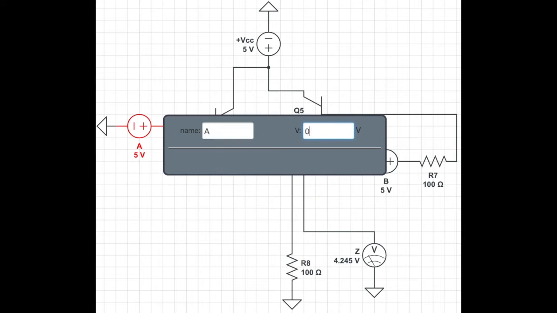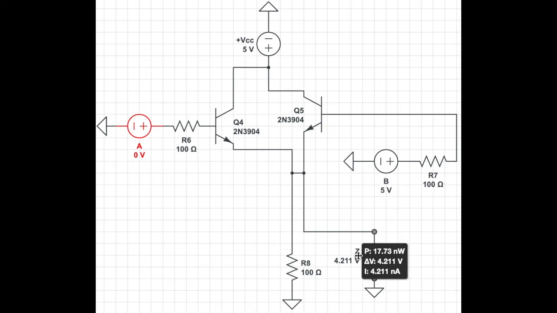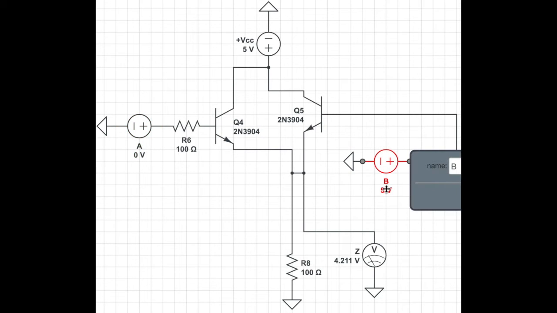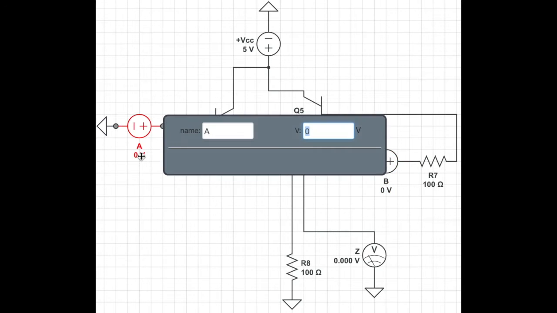This is an OR gate created in Circuit Lab, and you could see that only one of the inputs is required to be high in order for the output to also be high.